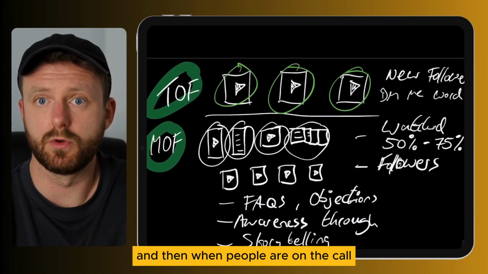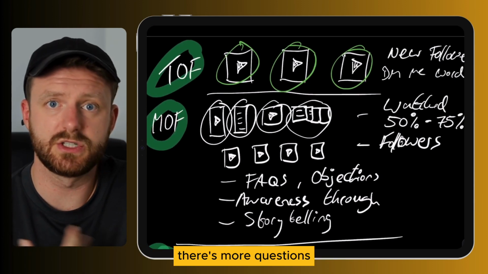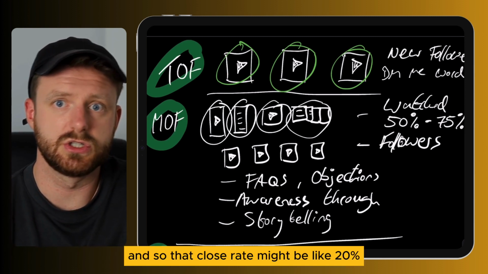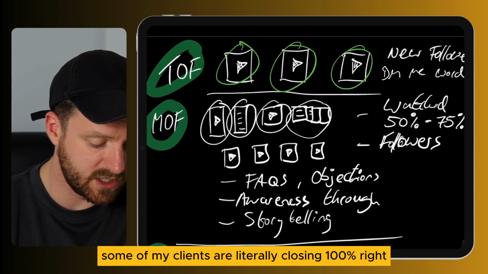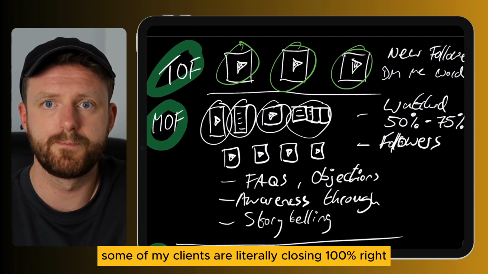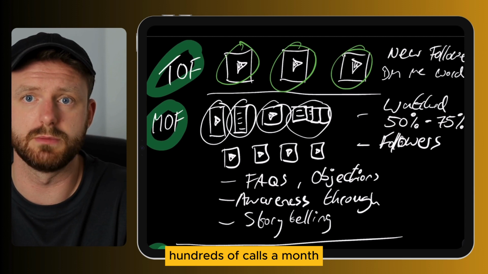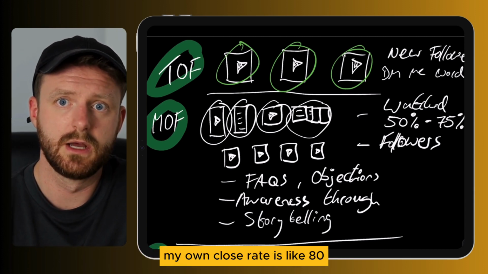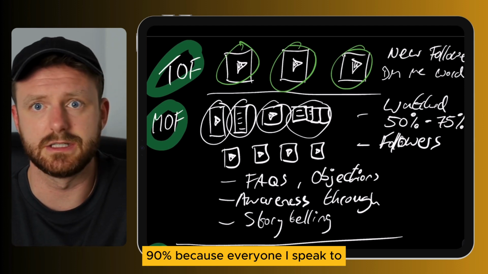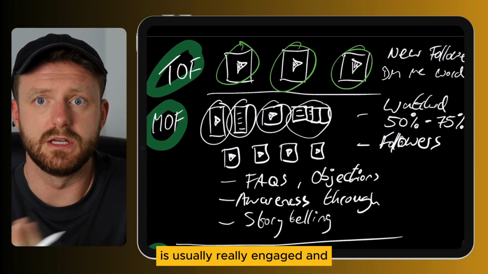And then when people are on the call, there's more hesitation, there's more questions, there's more objections. And so that close rate might be like 20%. When you set this up, some of my clients are literally closing at 100%. They're not taking hundreds of calls a month, but the calls they're getting through are super qualified and they're closing at 100%. My own close rate is like 80-90% because everyone I speak to is usually really engaged.